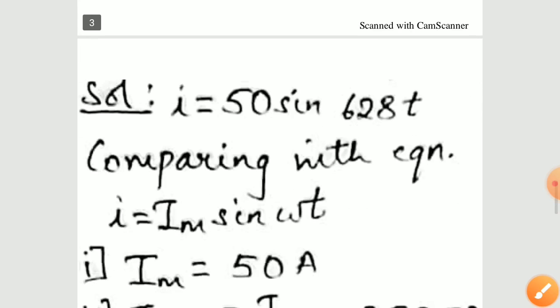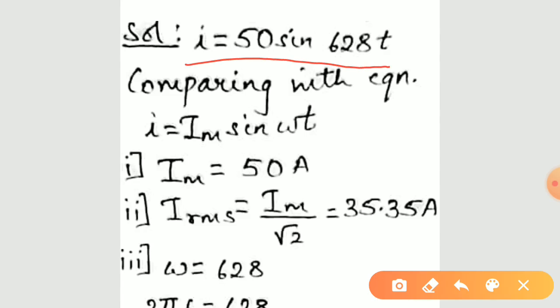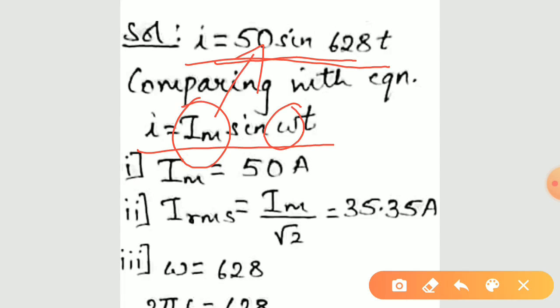Let us see the solution for this question. The value of current is given by I is equal to 50 sine 628t. When we compare this equation with the AC current value, that is I is equal to Im sine omega t, we get value of Im as 50 and omega as 628. According to the first question, we need to find maximum value of current, that is Im is equal to 50 ampere.